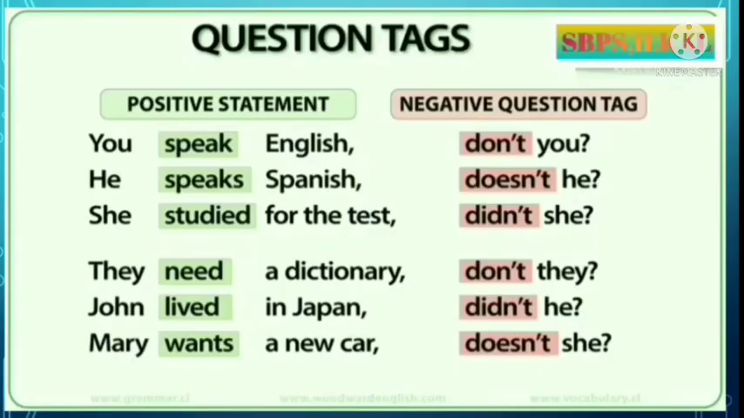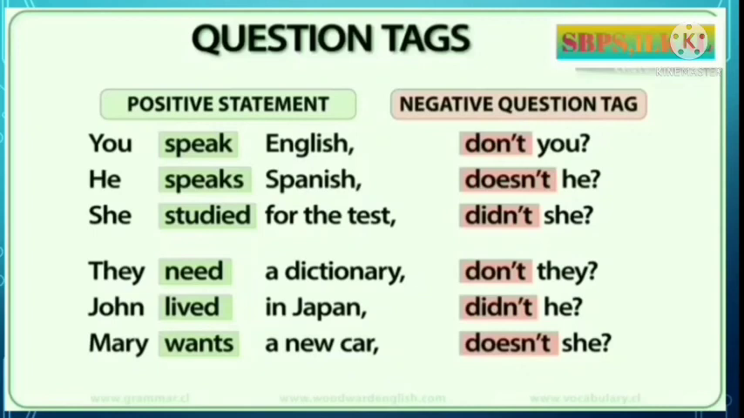Let us learn some examples for do, did, does. You speak English. Here speak is present tense, so we can split do plus V1. The statement is positive, so in the tag we can use don't. Positive statement takes a negative tag. The subject is the personal pronoun you, so don't you is the right negative question tag.